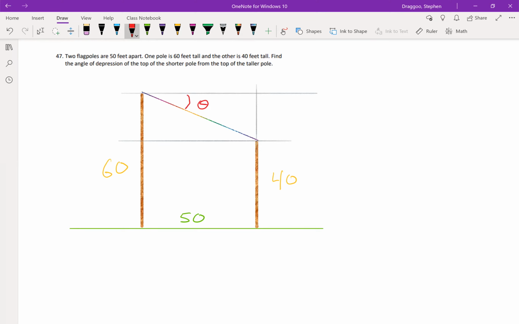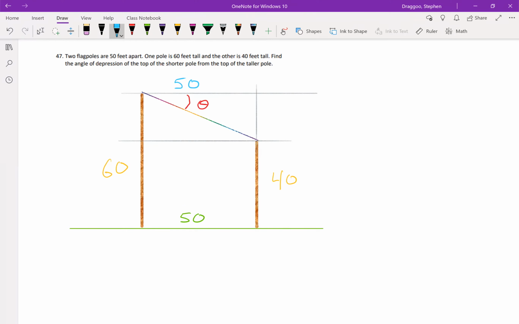So now I have everything I need to solve for theta. I just need to do a couple of quick calculations first. So I know the distance between those 2 poles is 50 feet. I wrote that down at the bottom. But that also means that the horizontal line that connects the top of the taller pole to the vertical line that passes through the shorter pole, this distance should also be 50 feet because that bottom is 50 feet. So that seems perfectly reasonable.